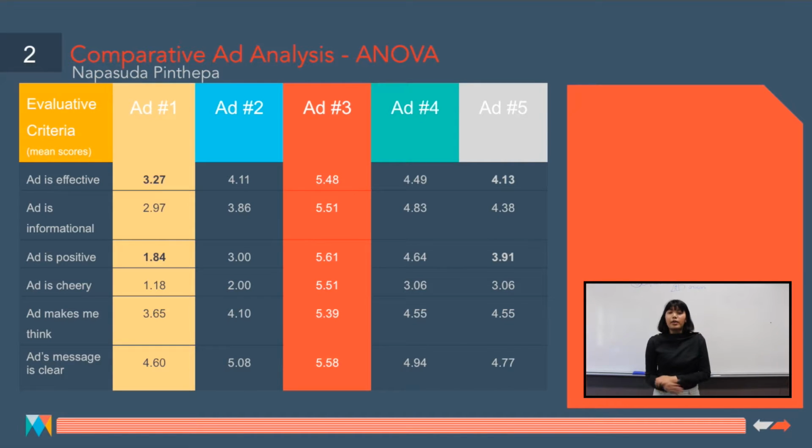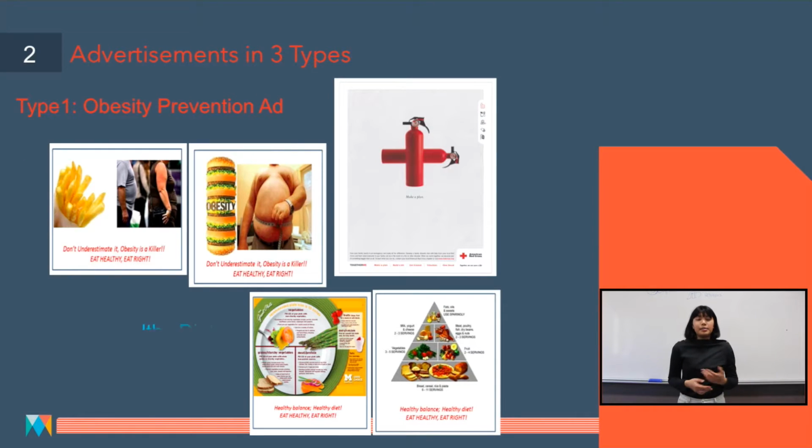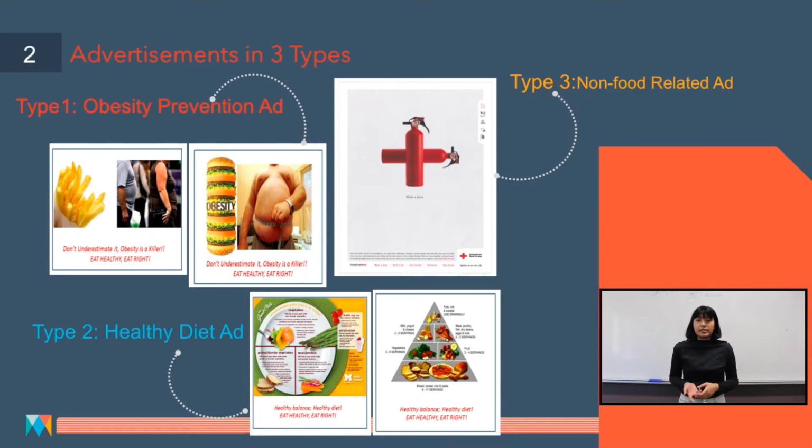When comparing different ad types, it's important for us to categorize the advertisements into 3 different categories. They are obesity prevention advertisement, secondly, healthy diet advertisement, and lastly, non-food related advertisement. The advertisements that fit into the first category are ad number 1 and 2, and the second type, which aims at promoting a nutritionally balanced diet, are ad number 3 and 4. And lastly, ad number 5 falls into non-food related advertisement.